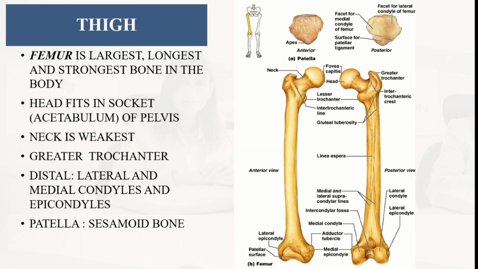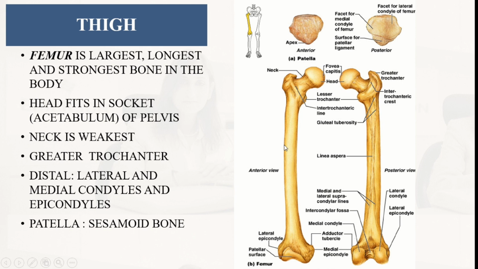Starting with the thigh, the femur is the largest, longest, and strongest bone in the body. The head of the femur fits in the socket of the pelvis, and the neck is the weakest part. It has the greater trochanter, then distally it has the lateral and medial condyles and epicondyles. Then the patella is the sesamoid bone. That's the thigh.